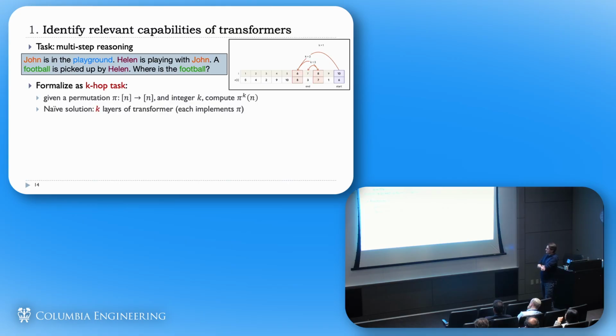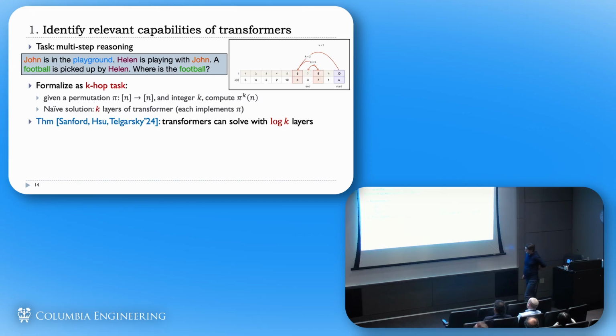Okay, so the naive solution here is to say, well, we can solve this problem. We can design a transformer to solve this k-hop problem, and it will use k layers. Roughly, each layer of a transformer, with this attention mechanism, will do one hop, one reasoning step. Okay.